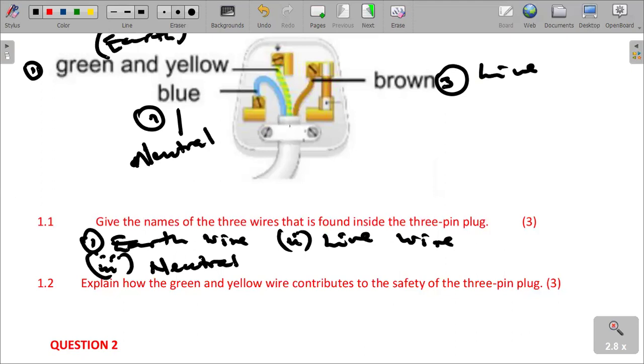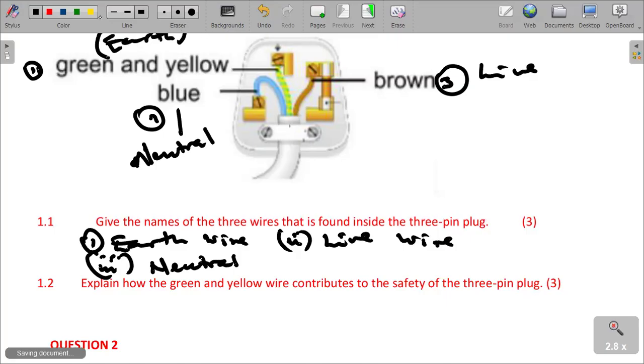it is always very important that as we work with electrical appliances, the standard wire coding is followed. What is the function of the earth wire? What is the function of the live wire? And also the neutral.